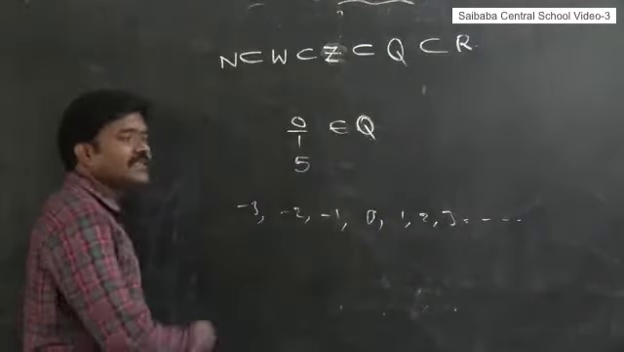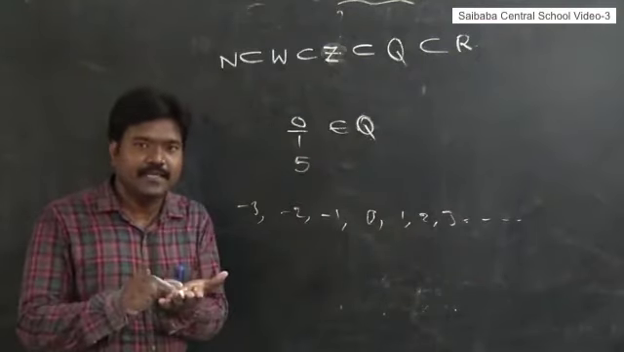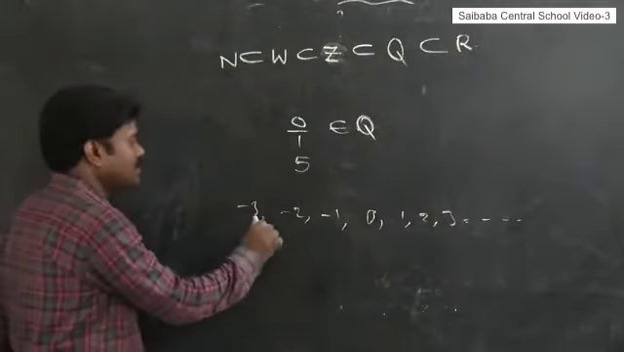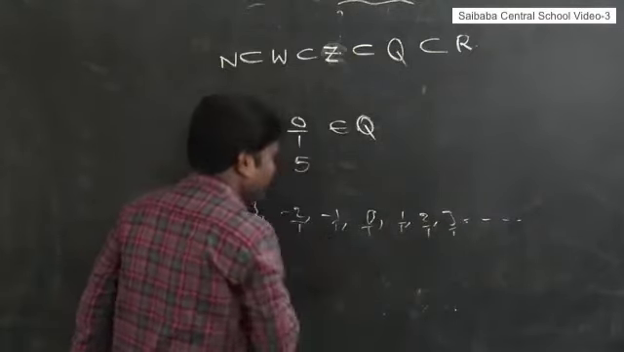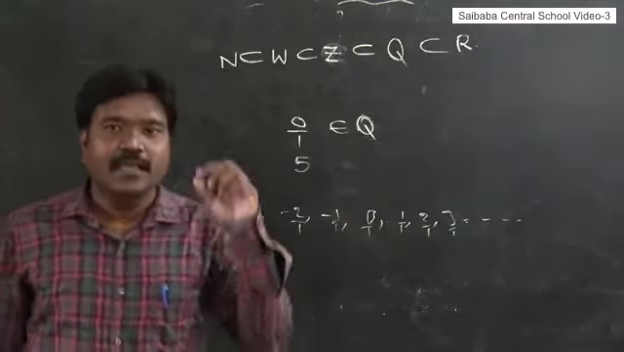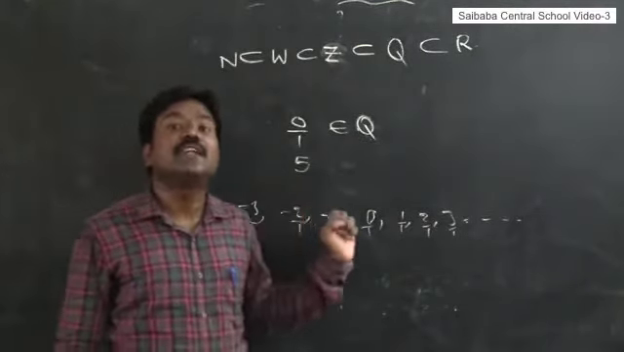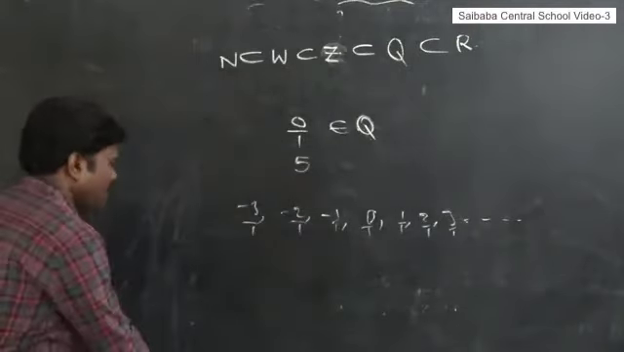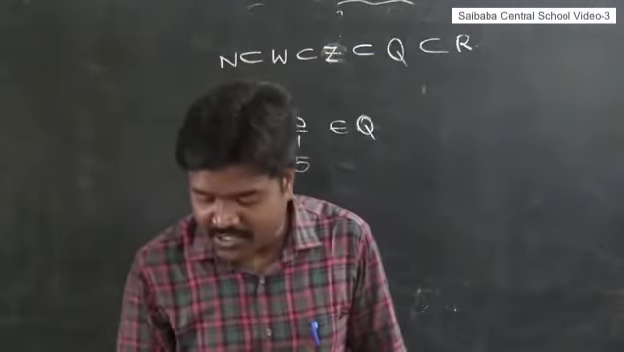Yes, every integer is a rational number. But what is the reason? The definition is, rational numbers are of the form p by q. But there is no denominator, so we can replace it by 1. Then everything looks like a p by q form. That means all the integers, remember this point, are also rational numbers. Every integer we can write in p by q form.